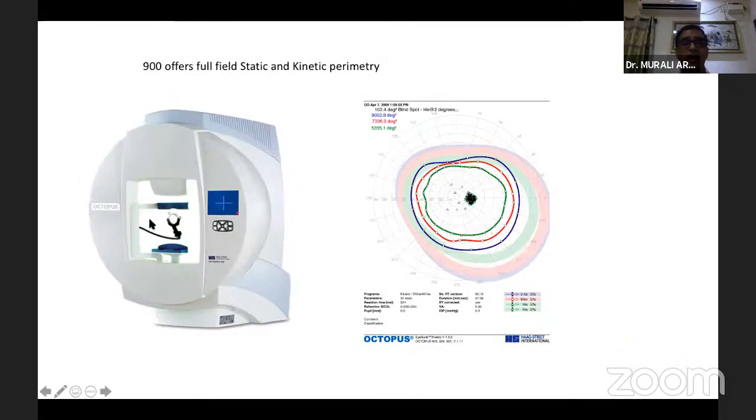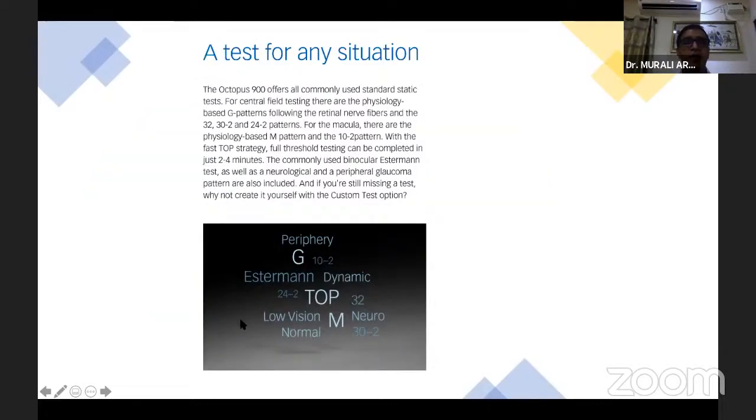This is the 900 Octopus full field kinetic as well as static perimetry. This is the first perimeter which can actually do automated kinetic perimetry as well. I think many of us use the 900 Octopus perimeter in which you can do automated kinetic perimetry. And the Octopus 900 is a very, very versatile perimeter. You can actually test different test strategies like the G program, 10-2, 24, 32, 30, low vision, neuro programs, and periphery testing. And suppose you feel you're missing out something, you can actually do what is called a custom testing option as well. This is available with the latest 900.